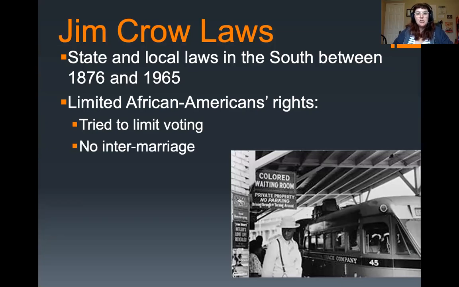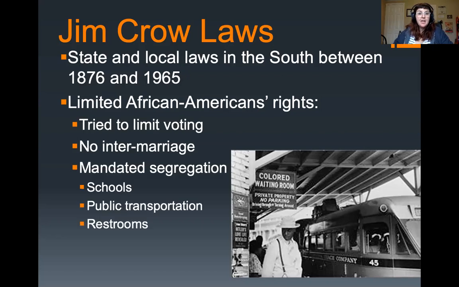It made it illegal to marry outside of your race, and that was illegal for a very long time, up until the 1970s in most states. As well as the mandated segregation of things like schools, public transportation, and restrooms.